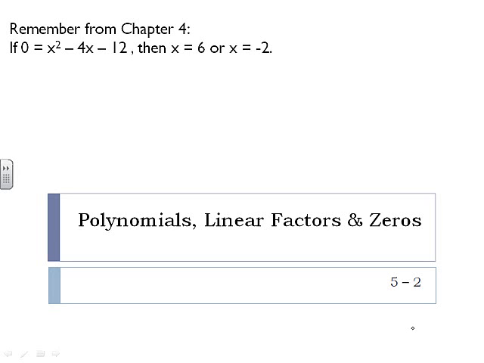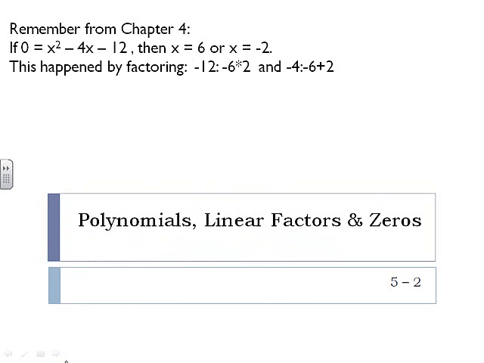Today we'll be looking at polynomials, linear factors, and zeros, section 5-2. Remember from chapter 4, if you were solving this quadratic, you would find that the solutions are x equals 6 or x equals negative 2. This comes from finding the factors. If you factor negative 12 into negative 6 and 2, then negative 4 is made from negative 6 plus 2.